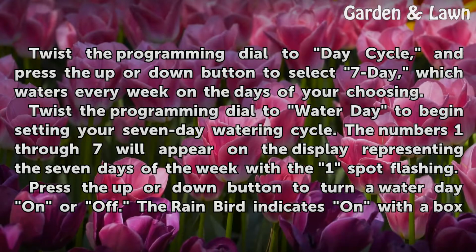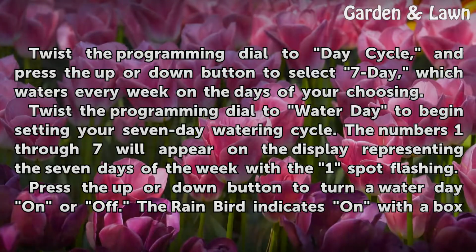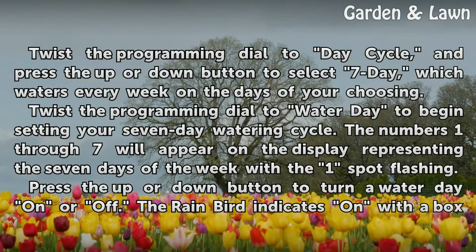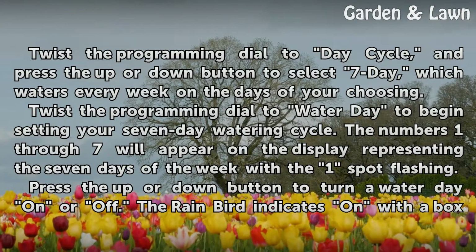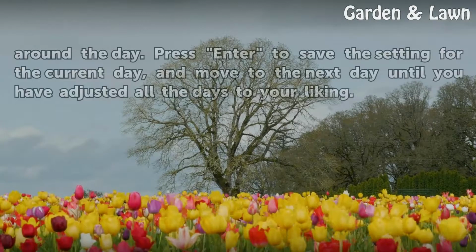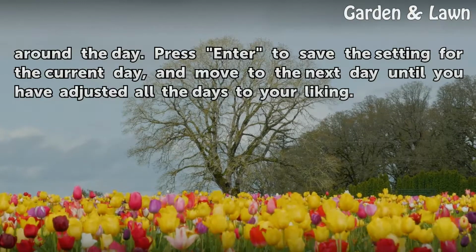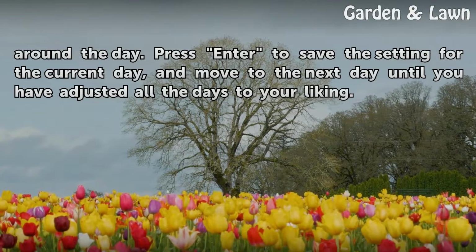The numbers 1 through 7 will appear on the display representing the 7 days of the week with the 1 spot flashing. Press the up or down button to turn a water day on or off. The Rainbird indicates on with a box around the day. Press enter to save the setting for the current day, and move to the next day until you have adjusted all the days to your liking.